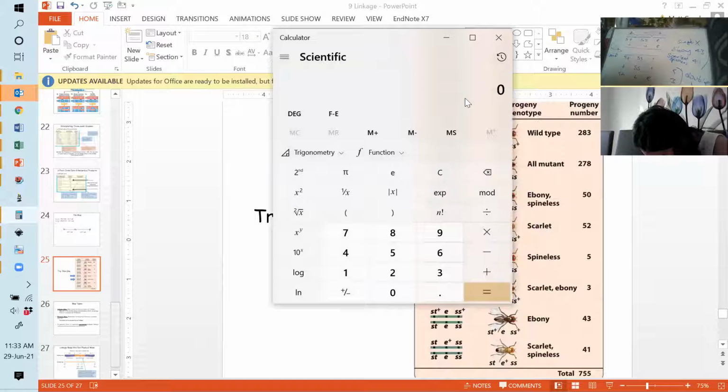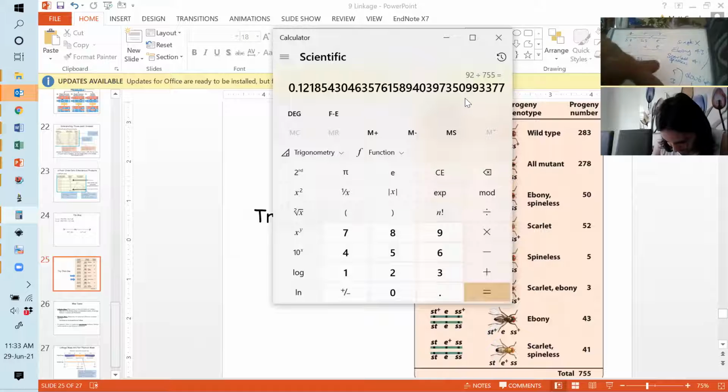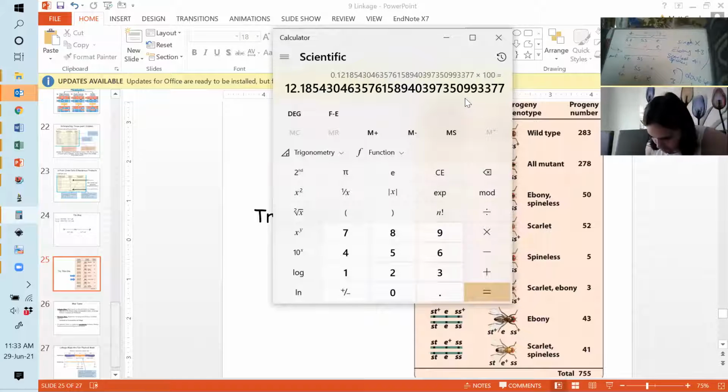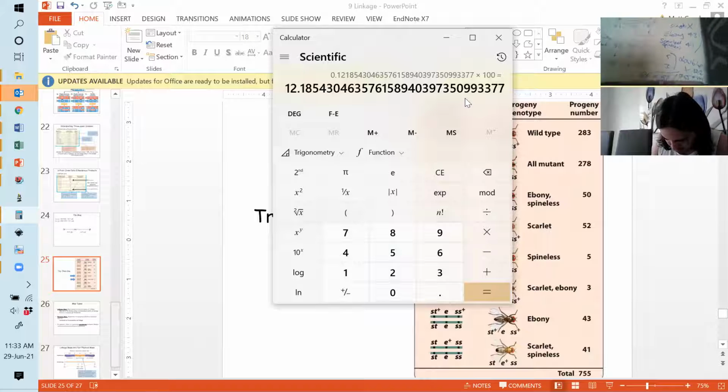Now we have 92 divided by 755, and then we're just going to times that, times 100. That is now 12.2 centimorgans. Down there in the corner. Should have left myself more space.